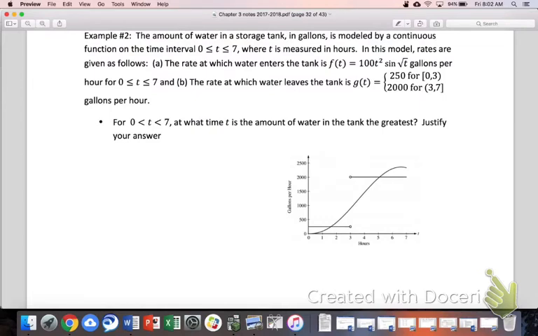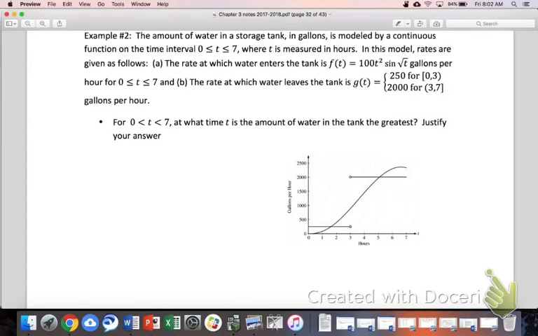All right, so this says the amount of water in a storage tank in gallons is modeled by a continuous function. Doesn't say anything really about that continuous function, just says that there is a function. It's on the time interval 0 to 7. T is measured in hours. In this model, rates are given as follows. You've got f of t is the rate at which water is entering the tank. G of t is the rate at which water is leaving the tank. G of t, again, is a piecewise. You can see the graph down below.